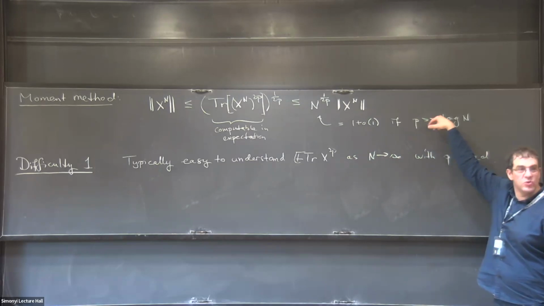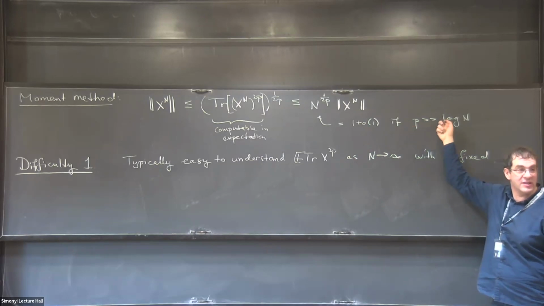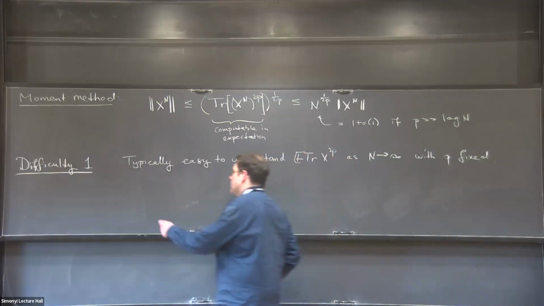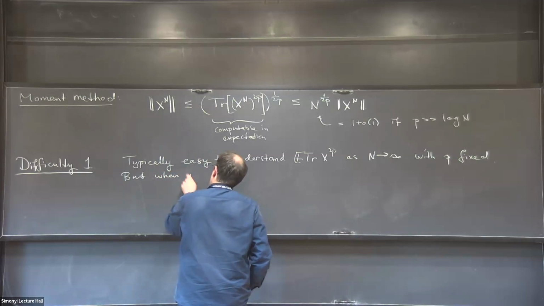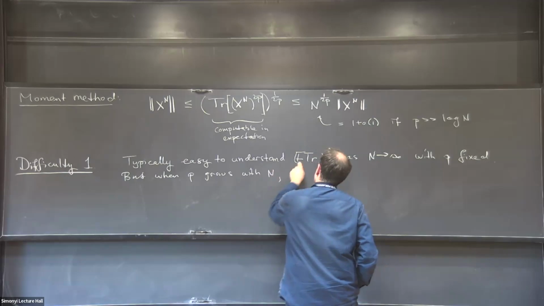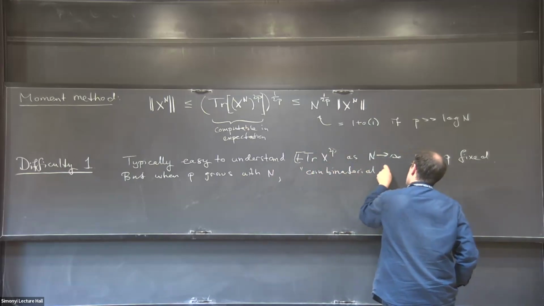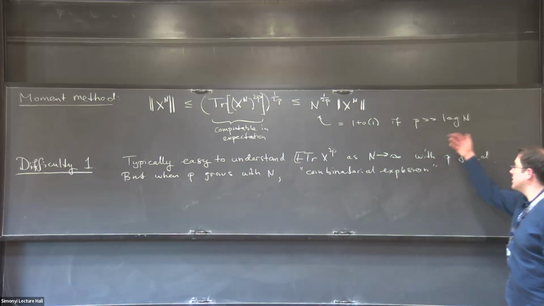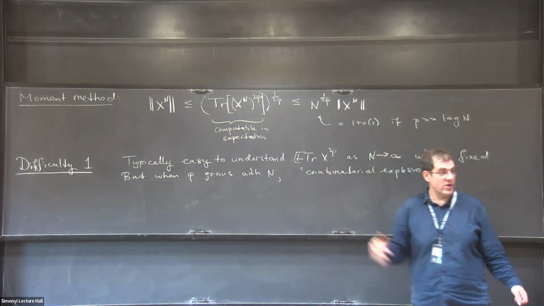But that's not useful for the trace method, because in order for the trace method to work, you have to grow the degree at least much faster than logarithmically. And that's typically a much harder problem. When p grows with n, we get a kind of combinatorial explosion. Because what happens is that as we grow the size of the matrices, more and more terms in the expansion become non-negligible, and you have to control them.